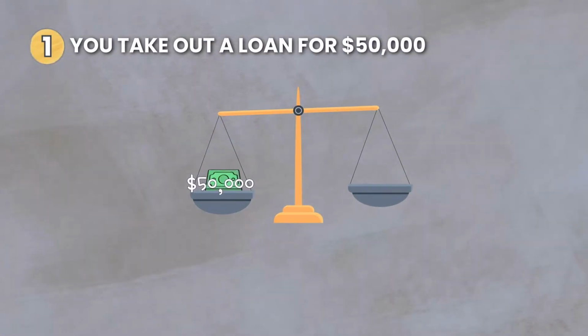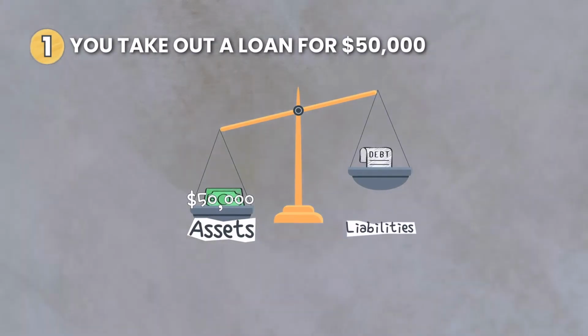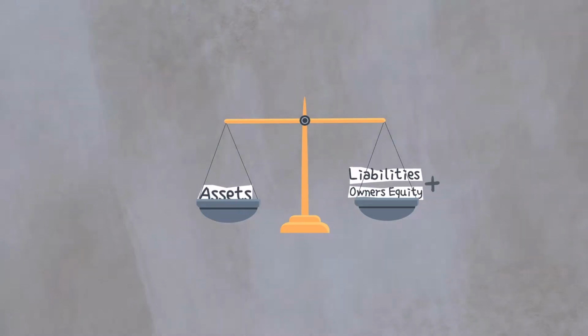Example number 1, let's say you take out a loan for $50,000. You have money. Money is an asset, but you owe that money to a creditor, which is a liability. That means your assets go up by $50,000 and your liabilities go up by $50,000. Assets equals liabilities plus owner's equity.